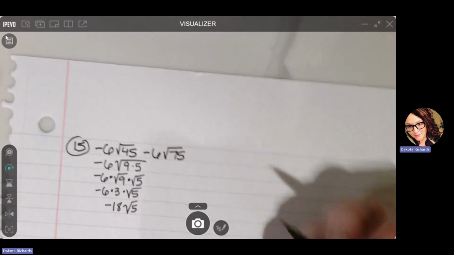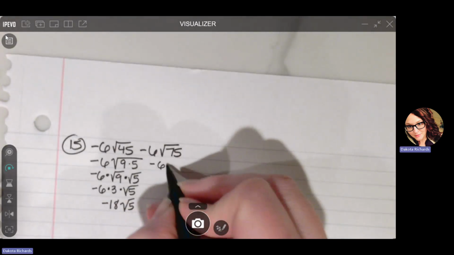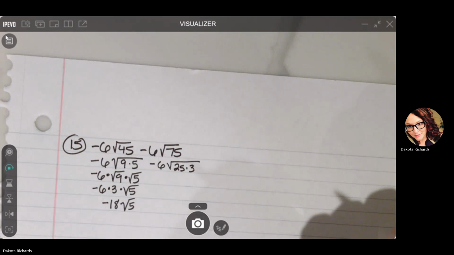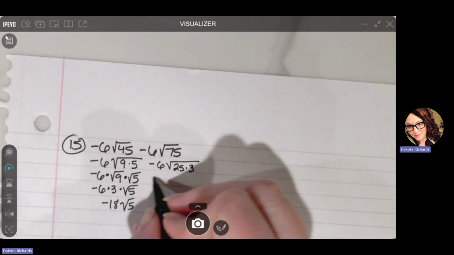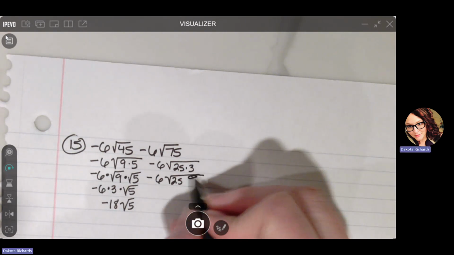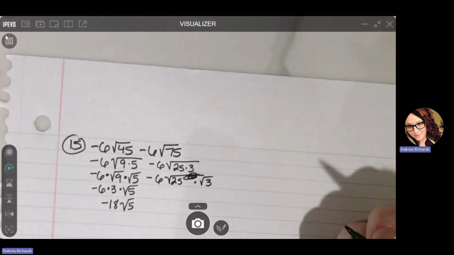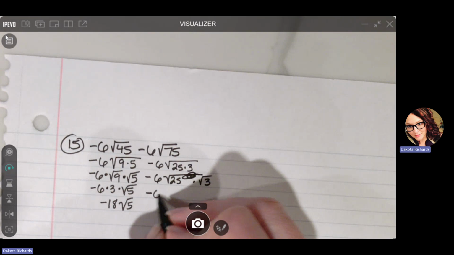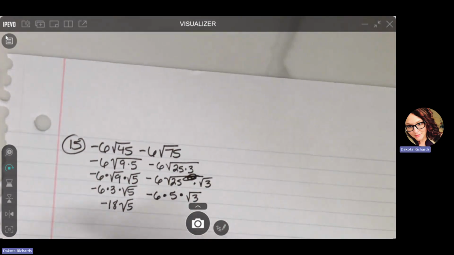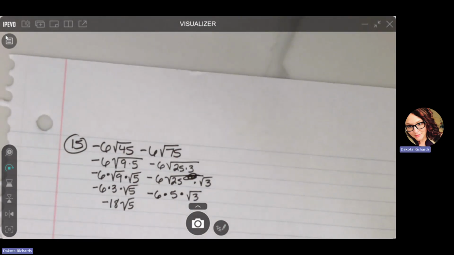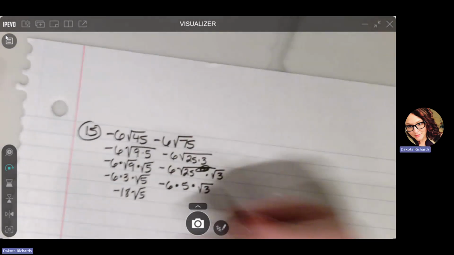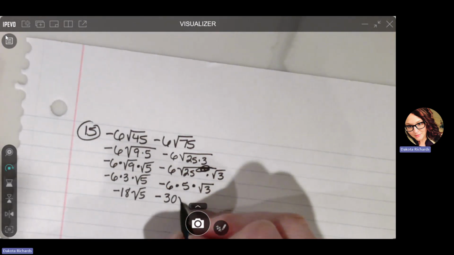Okay. And then on this one, we have -6. We can rewrite 75. It's 25 times 3. Okay, so we give everything its own radical. It's going to be square root 25 times the square root of 3. Square root of 25 is just 5, so we have -6 times 5 times the square root of 3. And then what is -6 times 5? That's going to be -30. So that's going to give us -30 square root 3.